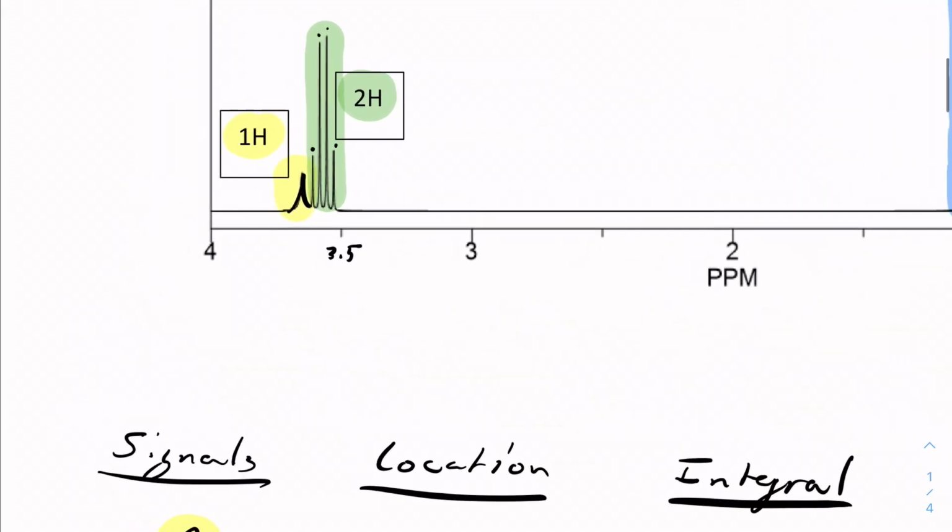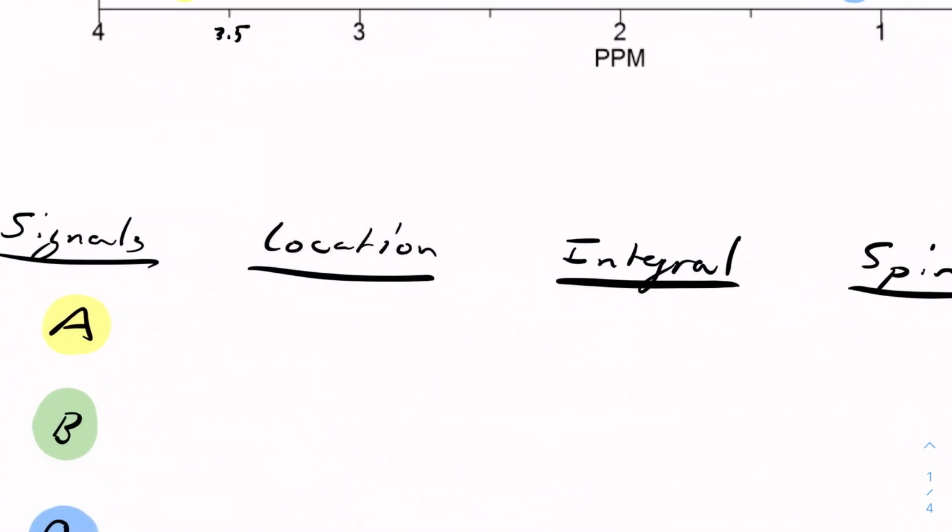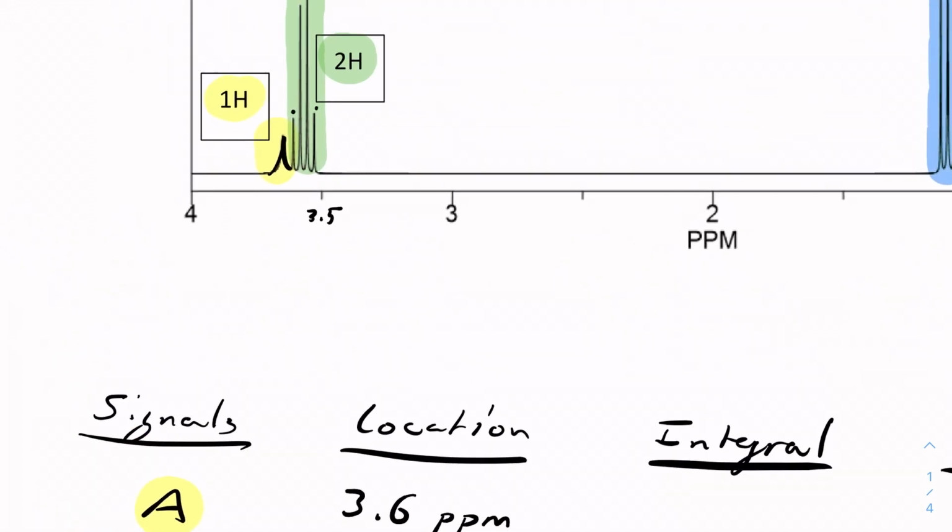We can see that it's at about 3.7 ppm, maybe 3.6. We'll go with 3.6 ppm. This doesn't have to be exact. It just has to be kind of a guess to see what region it's in.